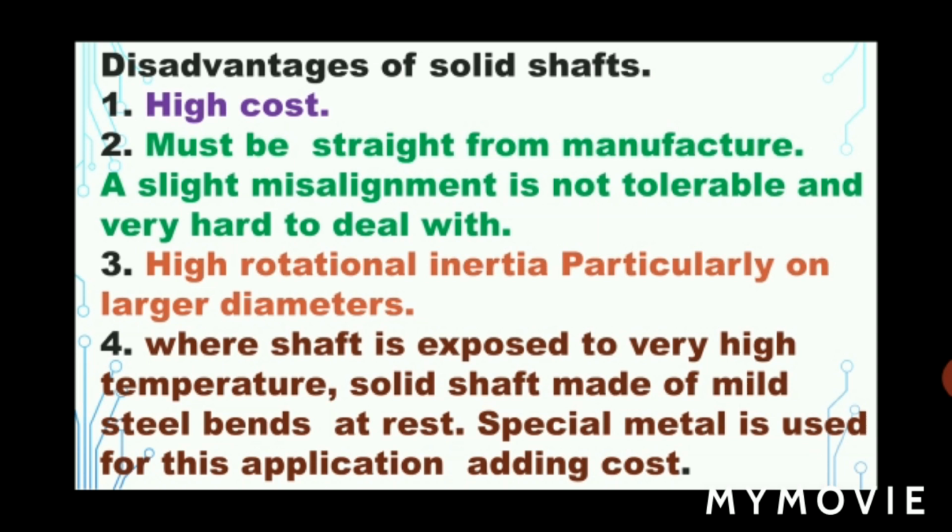Now, where the shaft is exposed to very high temperature, a shaft made of mild steel bends even at rest. So if you are operating these kinds of shafts at high temperatures, even though it is at rest, it will bend. That means a special type of material is used for this application, rather than mild steel or some other steels, for example nickel, chromium or vanadium. These are the materials that are suitable for this kind of shaft.